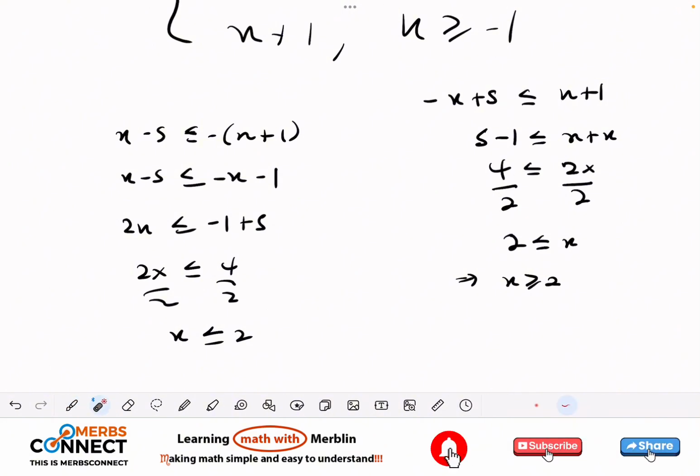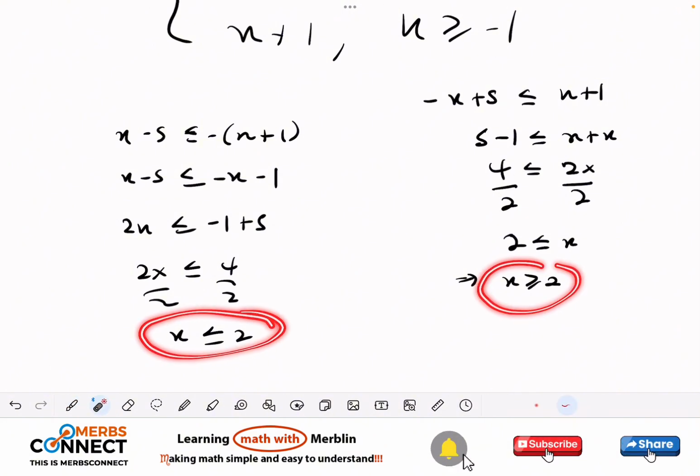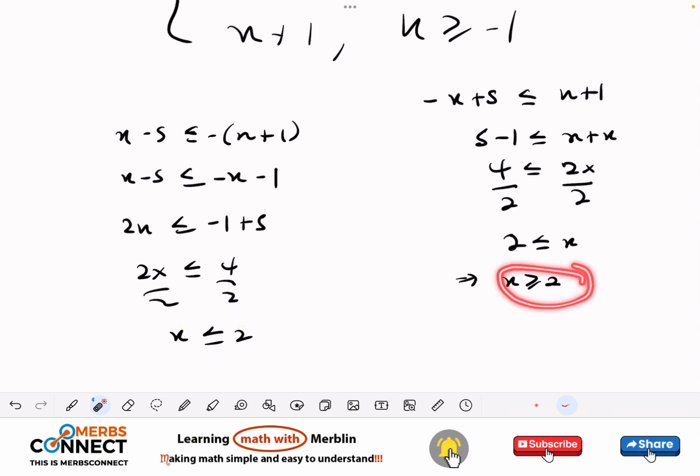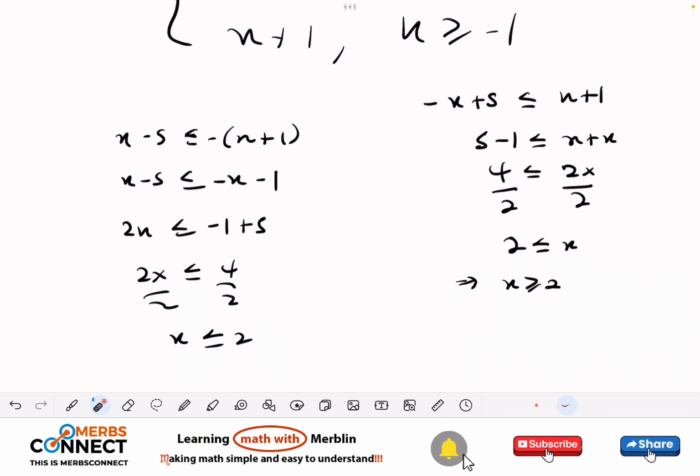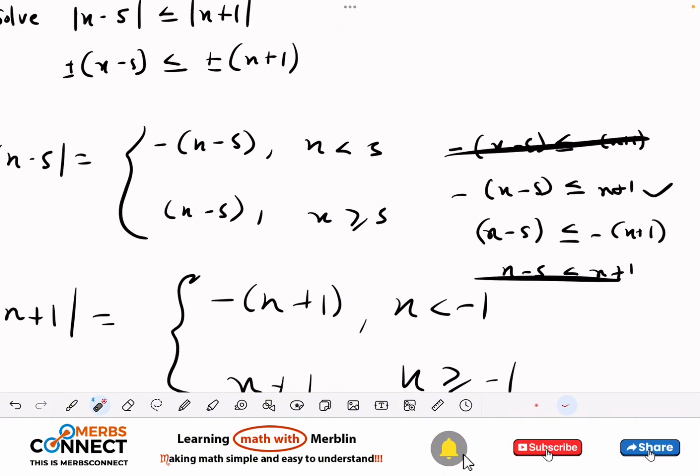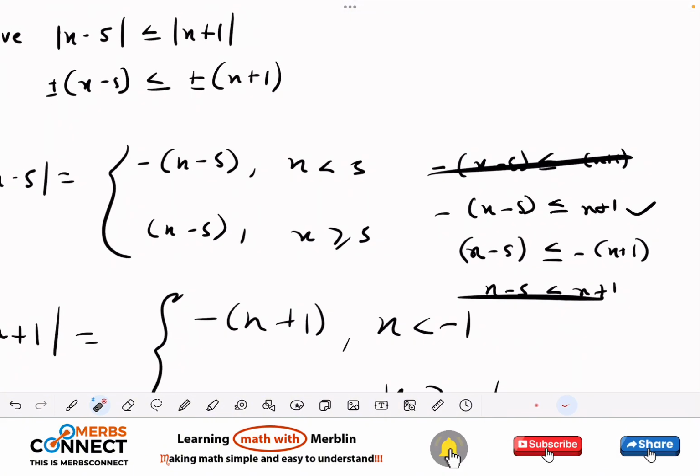So now you've gotten two equations. One is saying that x should be less than or equal to 2. One is also saying that x should be greater than or equal to 2. So we need to test, right? So let's come to where we started and let's go and test. We saw that one is saying that x is less than or equal to 2 and the other is greater than or equal to 2. So which one is which?